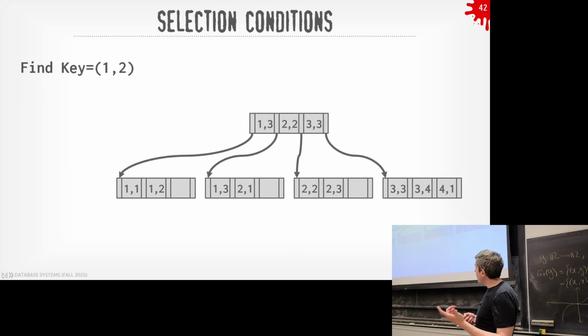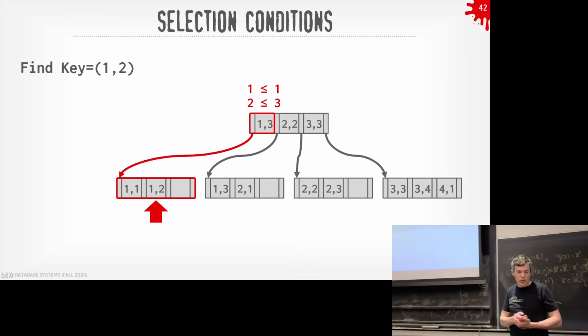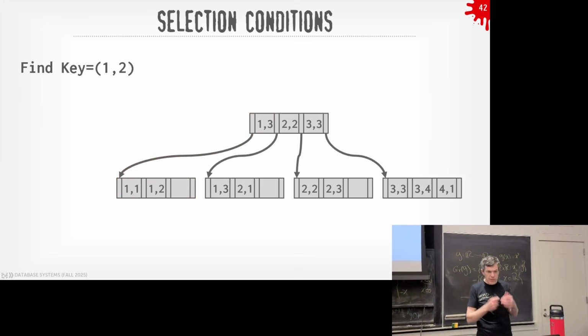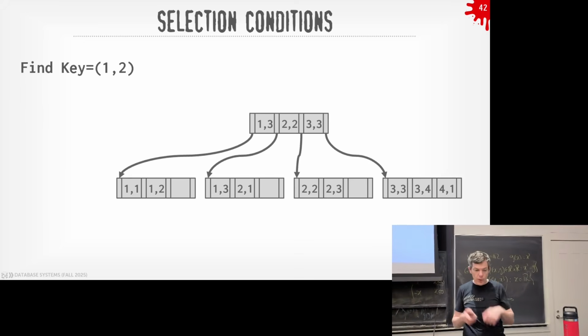So if I want to do a lookup on key 1, 2, or A equals 1 and B equals 2, I just jump to the first node. I look at the first key in my composite key, 1 is less than or equal to 1, and then 2 is less than or equal to 3, and I know how to then jump down to the leaf node to find the thing that I'm looking for. So that's when you look up when you have all the attributes, the full lookup.